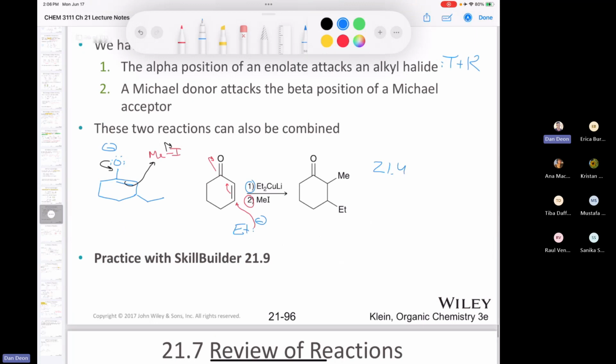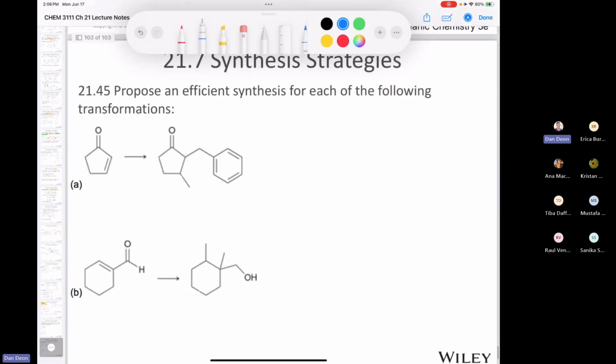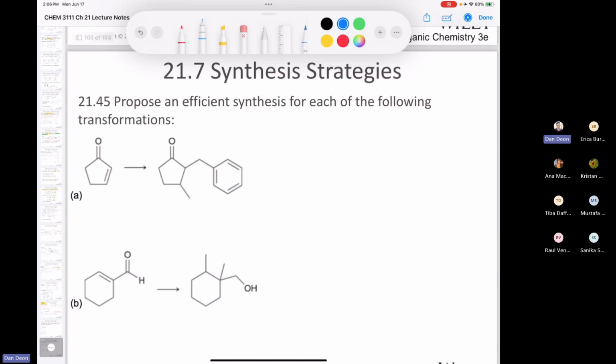So it's 21.45. And then the very last one that I put on there is kind of an interesting one. It's doing the same thing. So this is using that same concept, right? Because we want to put something at the alpha carbon and something at the beta carbon. Same thing here, alpha and beta. So it's a dialkylation followed by a reduction in that case.